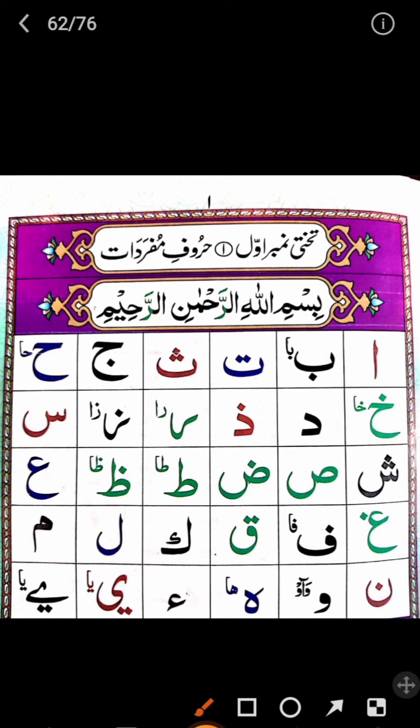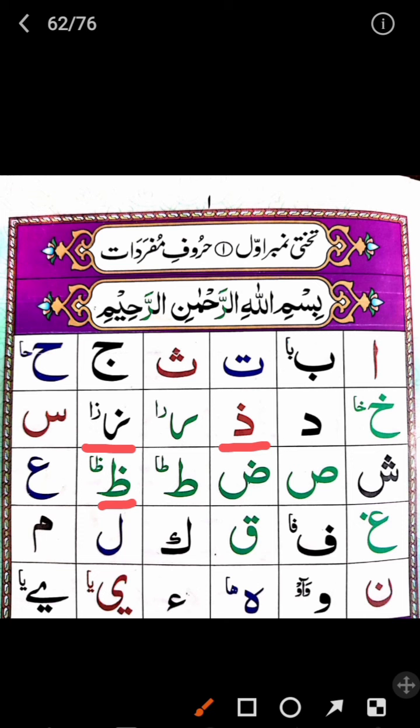The next two letters are dal and za. Thal is pronounced from the tip of the tongue touching the upper central incisors' sharp edges, just like we pronounce the letter tha. Tha, thal and dha have the same makhraj, but za has a different makhraj.